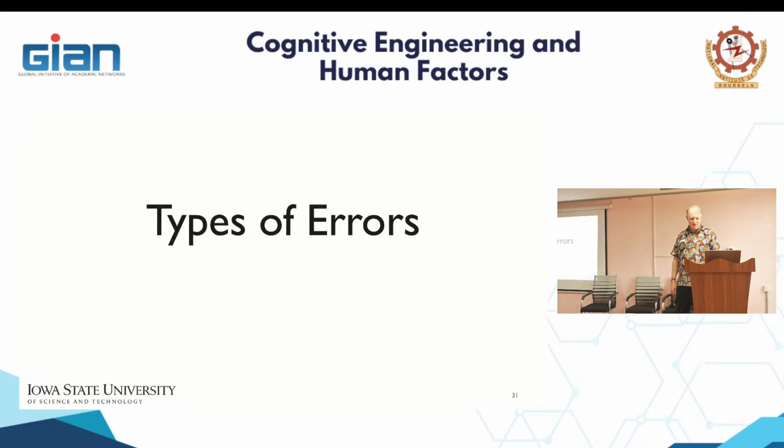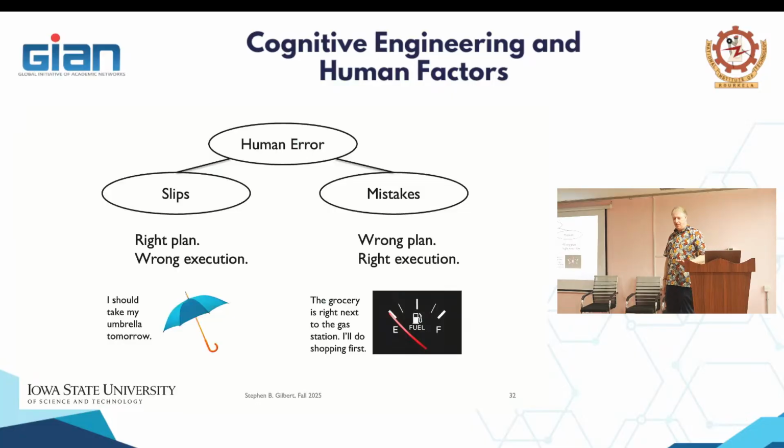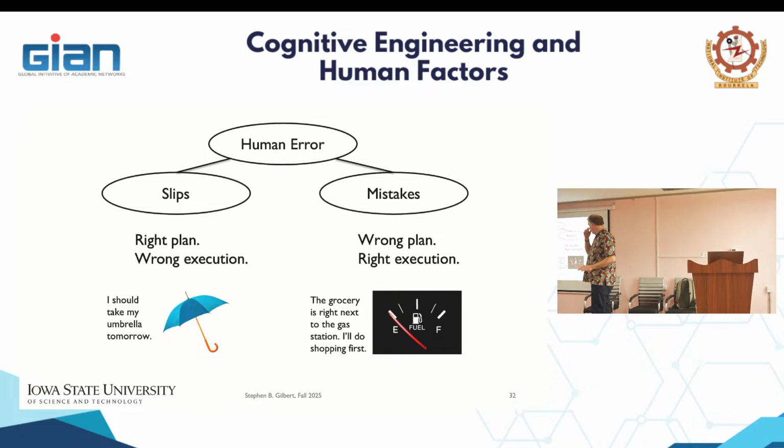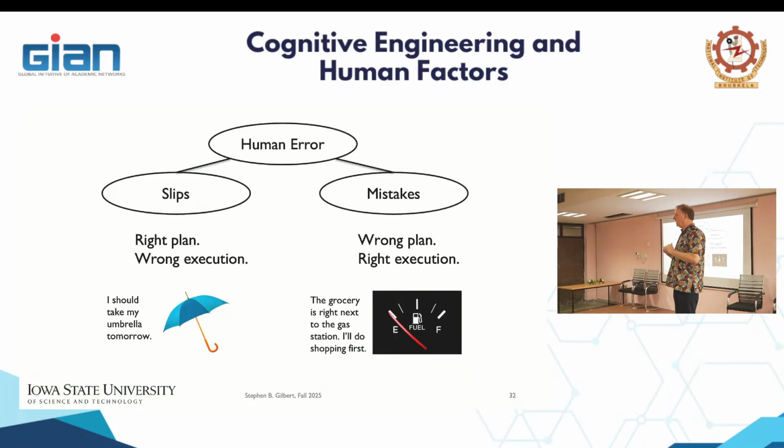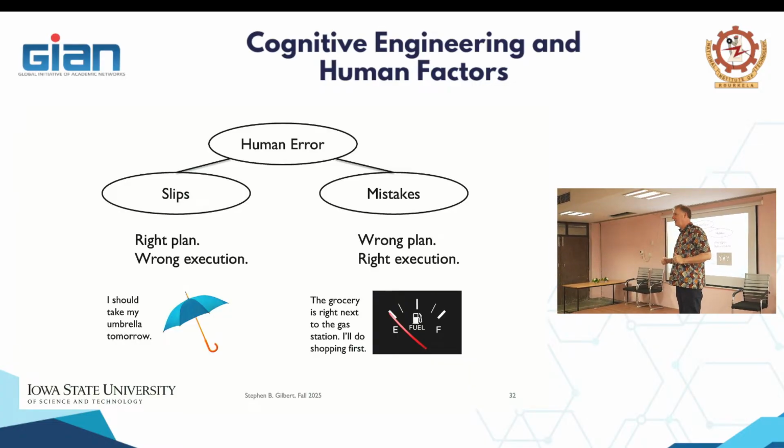Okay, here's some types of errors. Slips versus mistakes. A slip is like, I see the weather report, it's going to rain tomorrow, I should take an umbrella. So you have the right plan, and then you leave for work and you forget your umbrella. So that's a slip. You had the right idea, but you didn't do it.